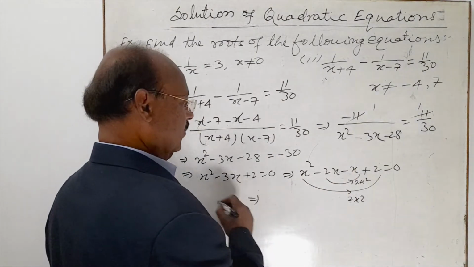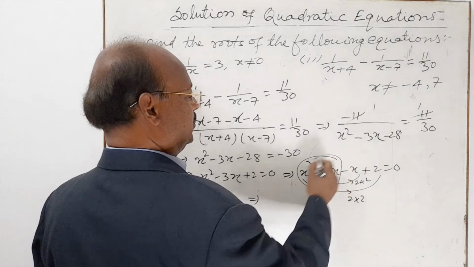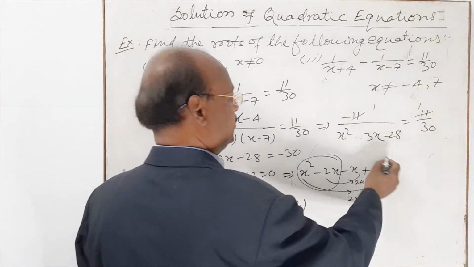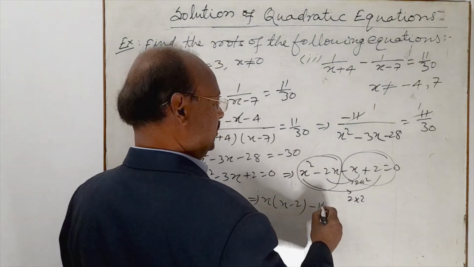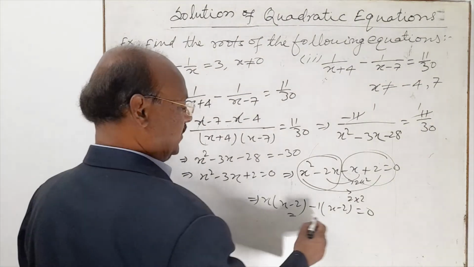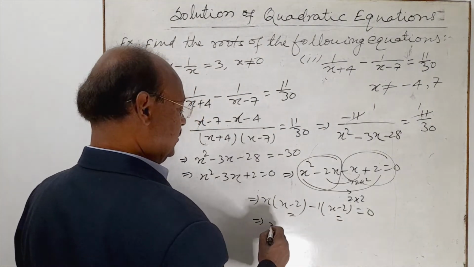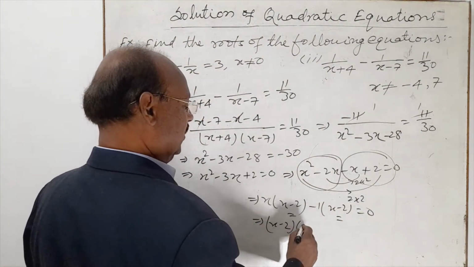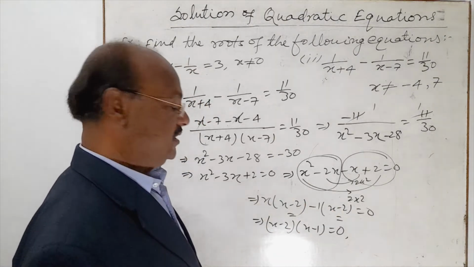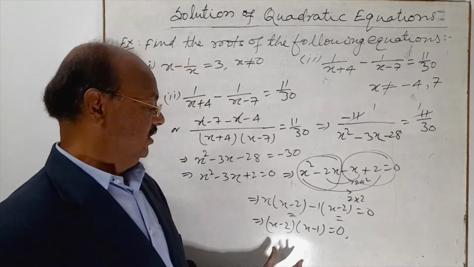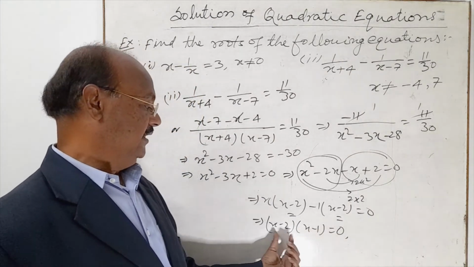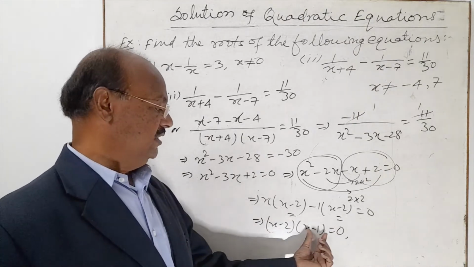Now from these first two terms, we can take x common, so x minus 2, and from these two terms, we can take minus 1 common, x minus 2 is equal to 0. Now here x minus 2 is common, so x minus 2, x minus 1 is equal to 0. We have already discussed in the previous videos that when the product of two linear expressions is 0, either this linear expression will be 0 or this will be 0.